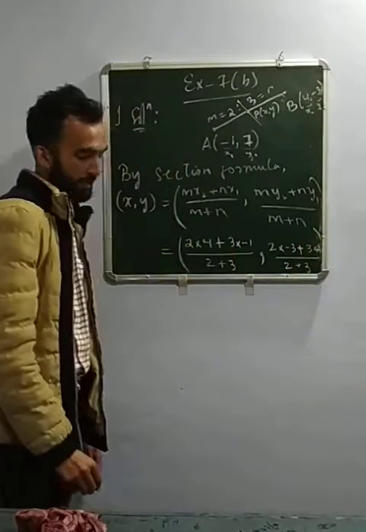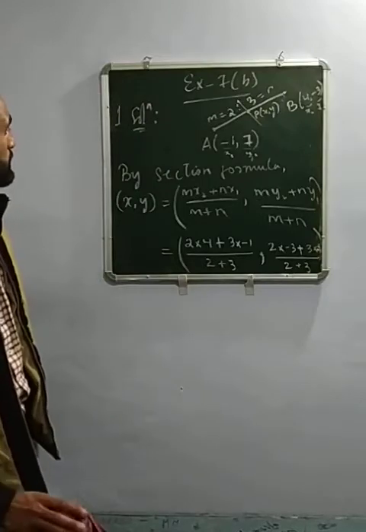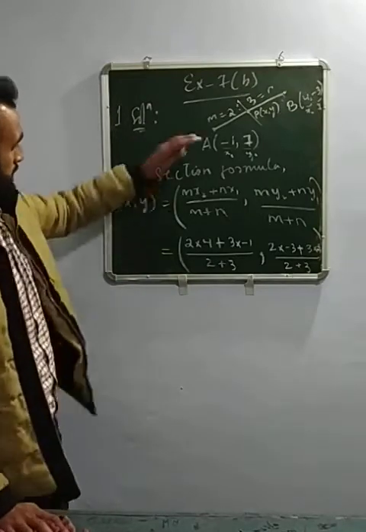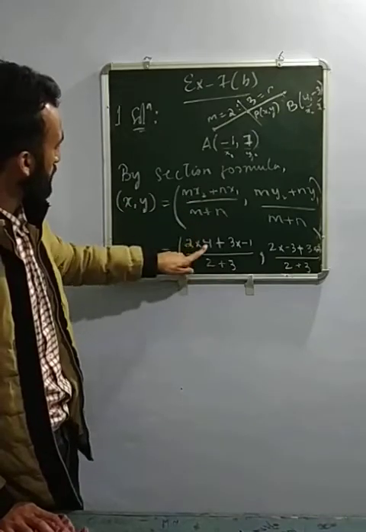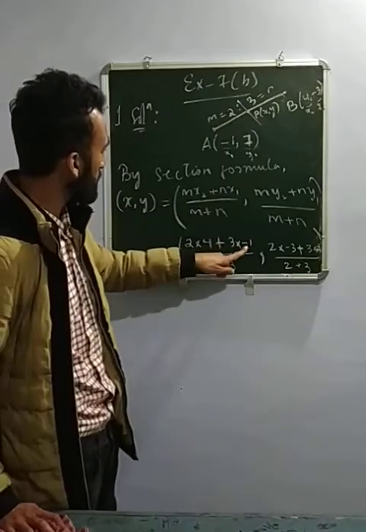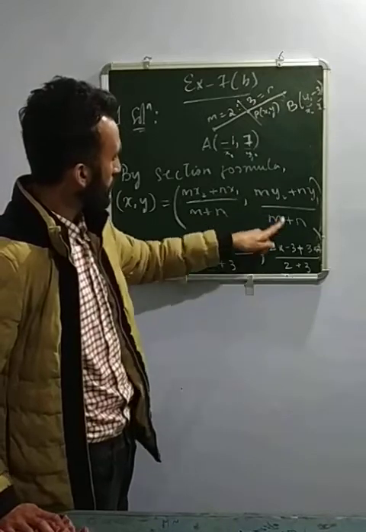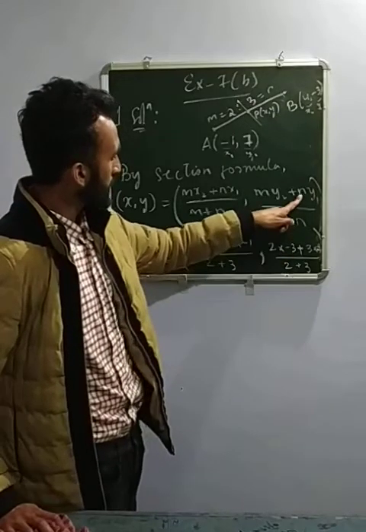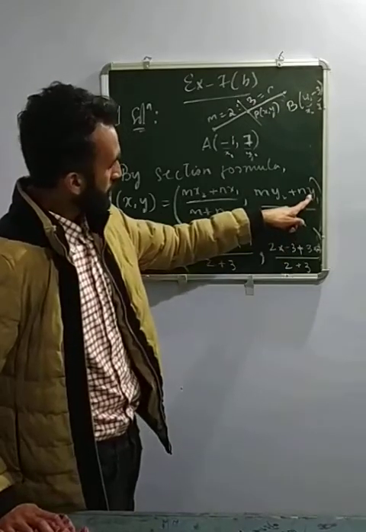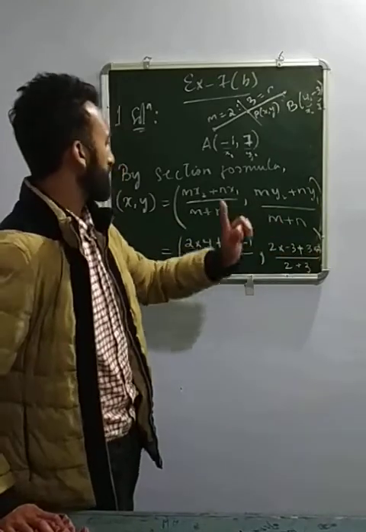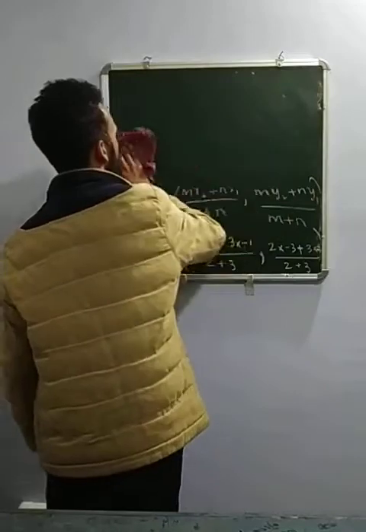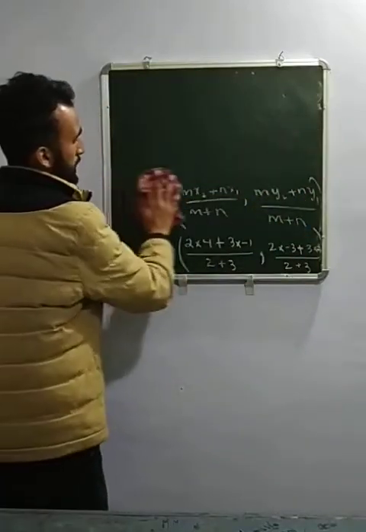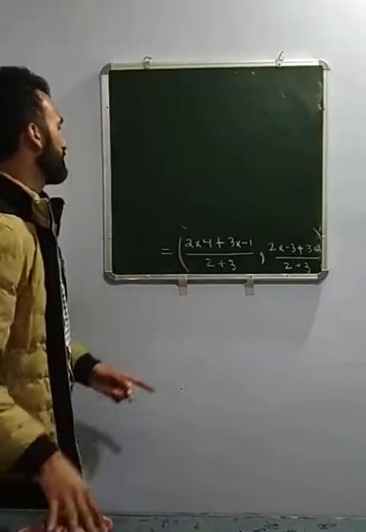I don't have big space, so I'll be arranging soon. Okay, done. Understood now, all of you? m is 2, x2 is 4, n is 3, x1 is minus 1, m is 2, y2 is minus 3, n is 3, y1 is nothing but 7. Okay, I don't want this part anymore now. So this part also I don't need anymore.